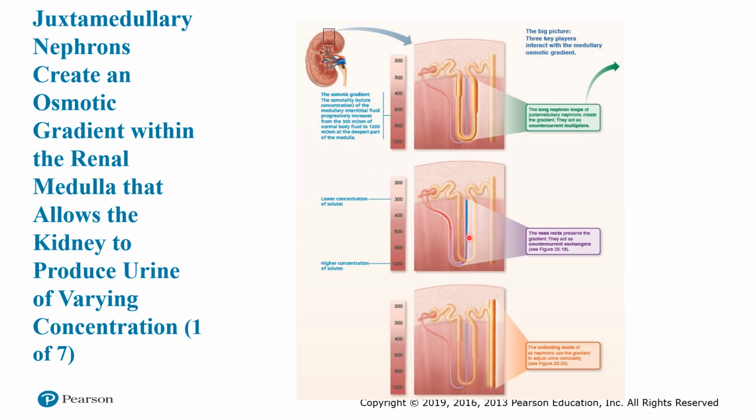And then the vasa recta come into play. The vasa recta preserve that concentration gradient. And then the collecting tubule uses that concentration gradient to concentrate the urine.